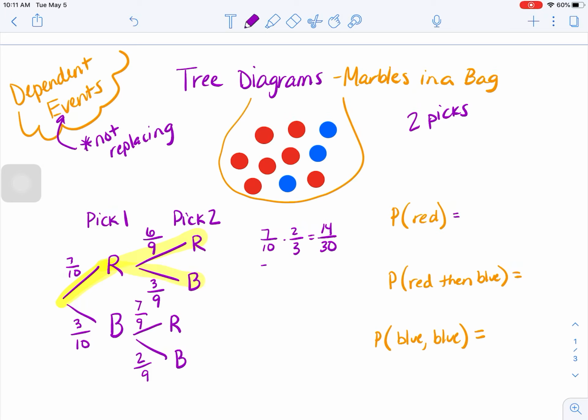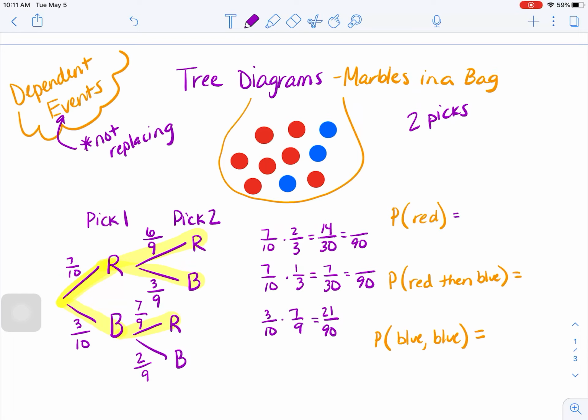I could also pick a red and then a blue. That's still involving a red. So that would be like 7/10 times 1/3, which is that 3/9. That's 7/30. And then I still could pick a red if I did blue and then red. Didn't say it had to come first. So that again, now that's 3/10 on blue first, and then I follow the 7/9. So this is going to be 21/90.